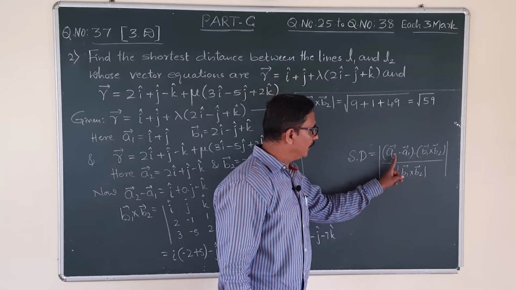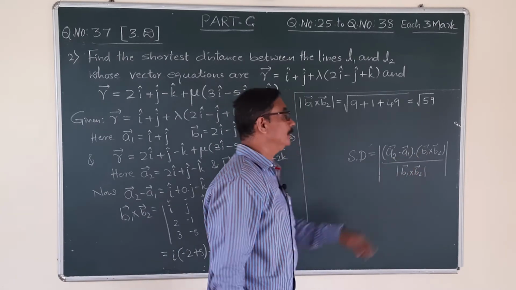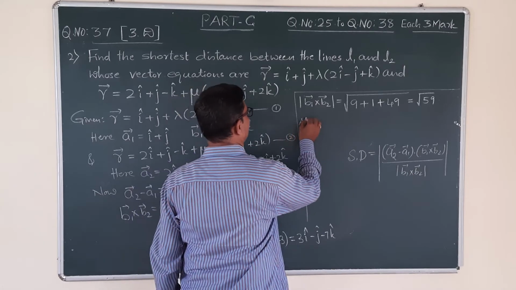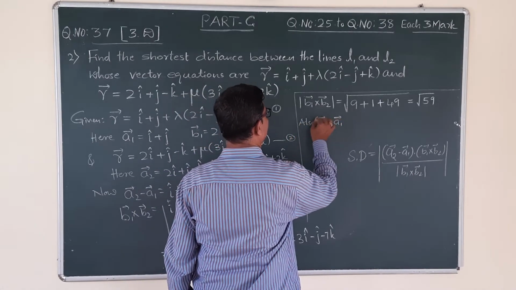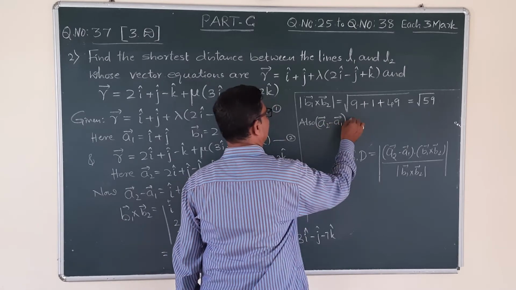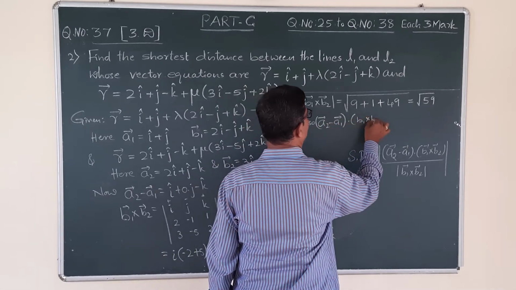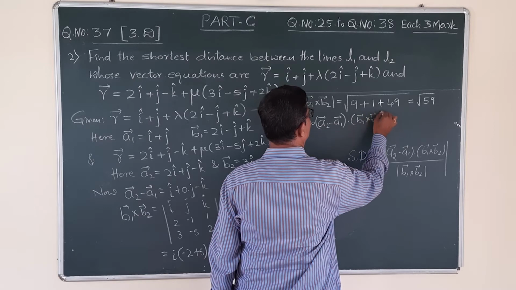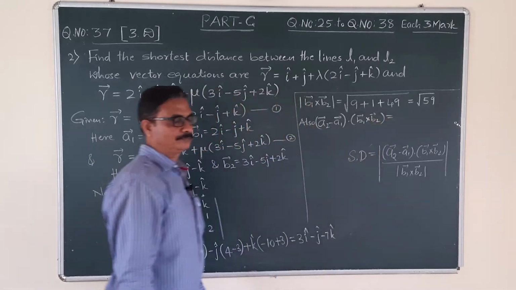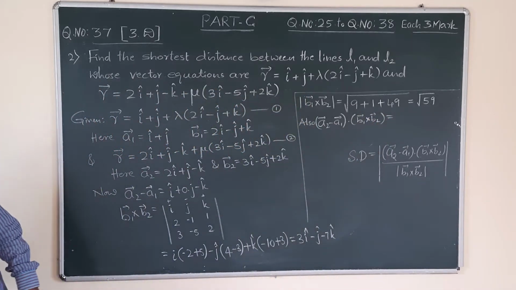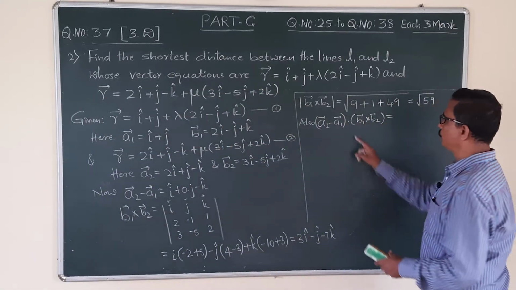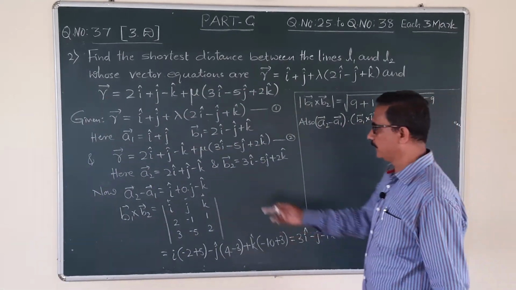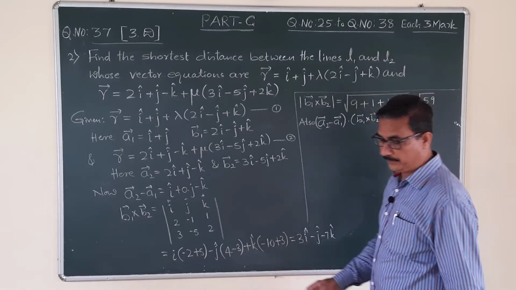Next, to find a2 minus a1 dot b1 cross b2. Also a2 minus a1 dot b1 cross b2 is equal to a2 minus a1 dot b1 cross b2. Now in between these two, the dot product. The definition of dot product: multiplying the corresponding elements.